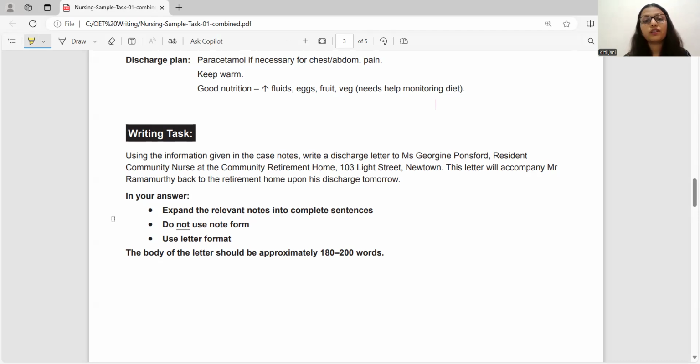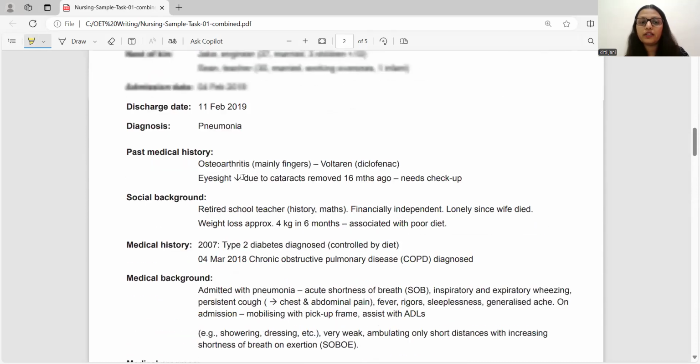So we have come to know that it's a discharge letter to the resident community nurse. She is responsible to provide continued care as the patient is going back to the retirement home, right? And after discharge, we are expecting ongoing care and management. And the task says that Mr. Ramamurthy is going back to the retirement home. That means the reader is already known to Mr. Ramamurthy. Okay, the community health nurse, here the resident community nurse, knows Mr. Ramamurthy. Okay, now let us read it from the top.